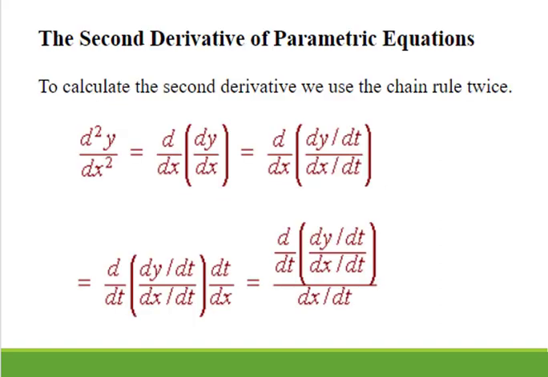To calculate the second derivative, you have to use the chain rule twice. So d/dx of dy/dx equals d/dt of dy/dx over dx/dt. I have to take the derivative of the top with respect to t, and the bottom is dx/dt. So basically you have the derivative of your derivative on top and dx/dt on the bottom. Hopefully that makes sense. I always struggle with explaining that to my students.